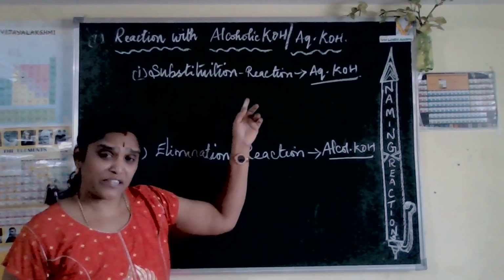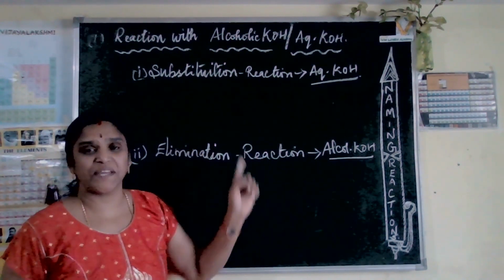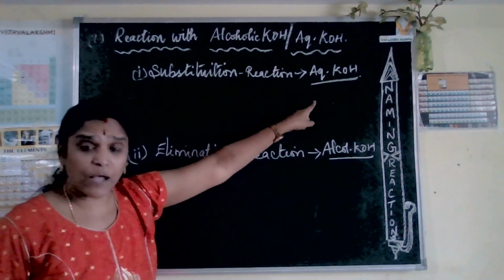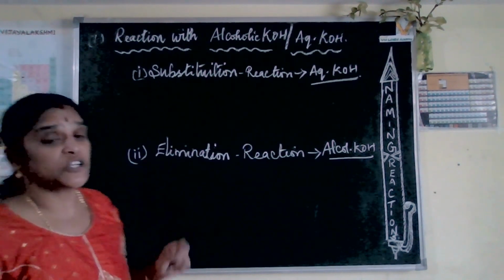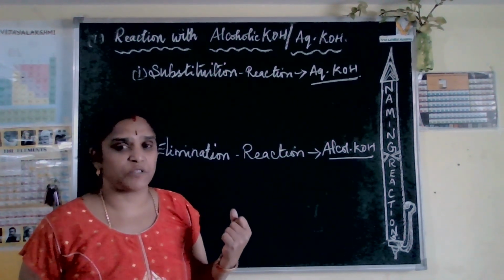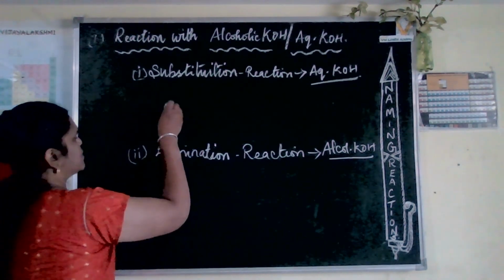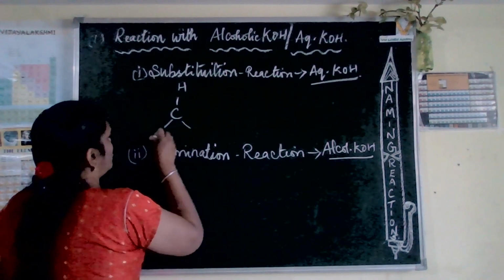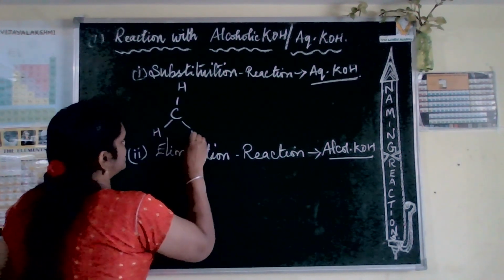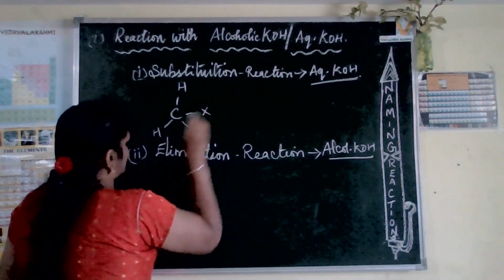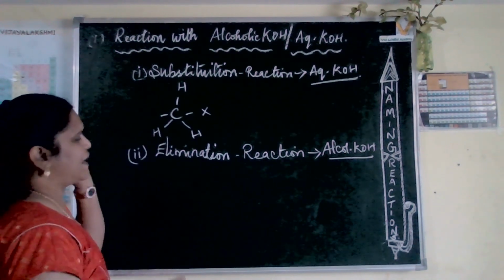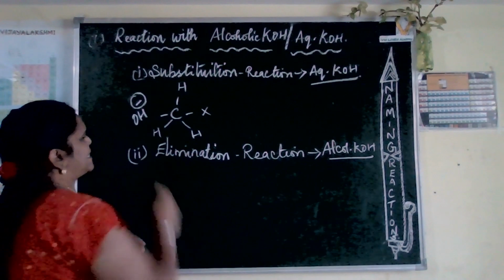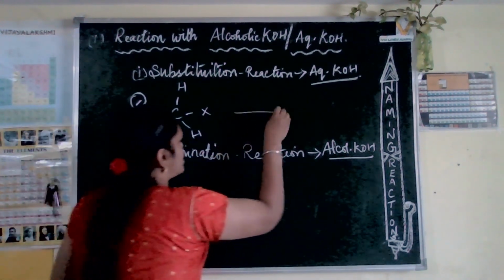Now let us go for these two reactions one by one. First we are going to take aqueous KOH in the substitution reaction. How do we say it is a substitution reaction? Yes, let us go for this reaction. Carbon connected with hydrogen and halogen, it is a haloalkane, right? Of course, here R will be there. I didn't put the R, because OH minus is going to attack. Now, what is the product?